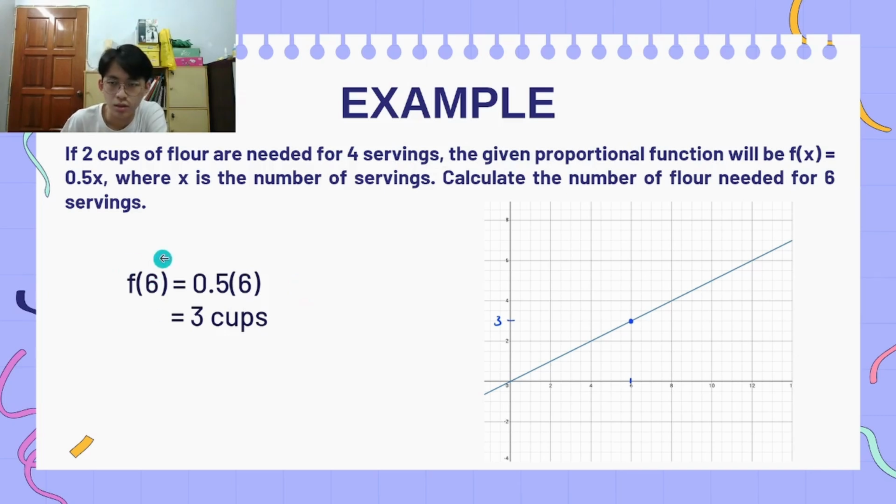And from the question, we know that we need to find the amount of flour for 6 servings, so x is equal to the number of servings. We just need to sub in the 6 into the function, which we got f(6) equals to 0.5 times 6, and we got the amount of flour, which is 3 cups.